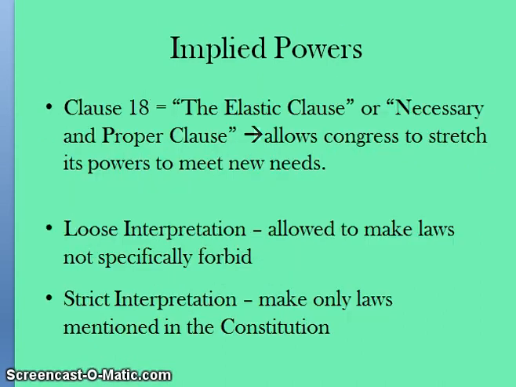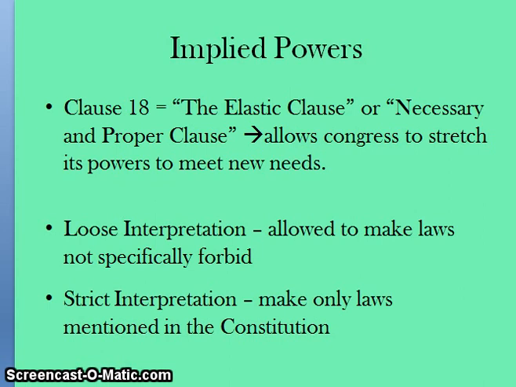So it gets a little confusing, but implied powers mean powers that aren't listed in the Constitution that Congress determines are necessary. Clause 18, the one we were just talking about, has a couple of nicknames. One is the elastic clause. The other is the necessary and proper clause. Elastic means that Congress can stretch their powers to meet their new needs. Necessary and proper are the words directly from the clause.